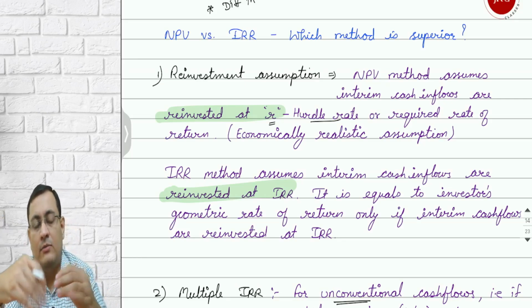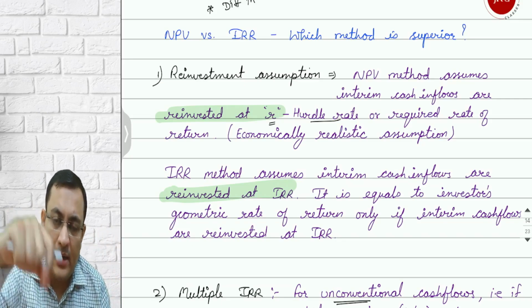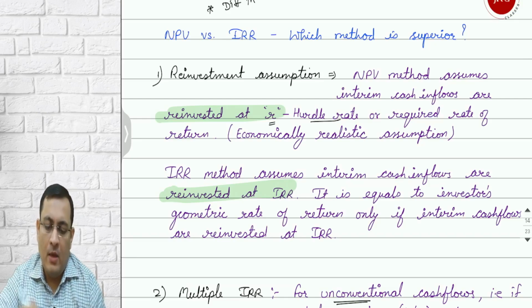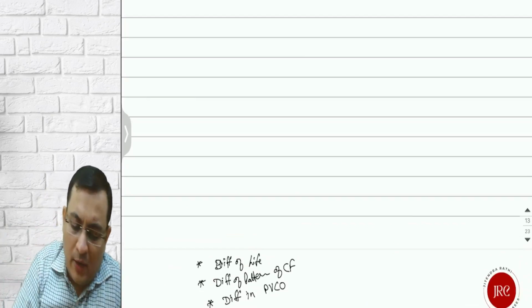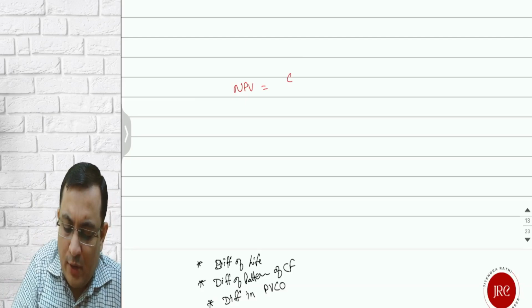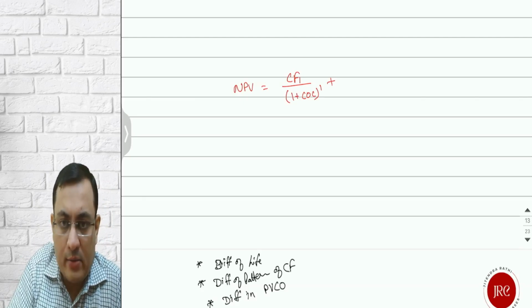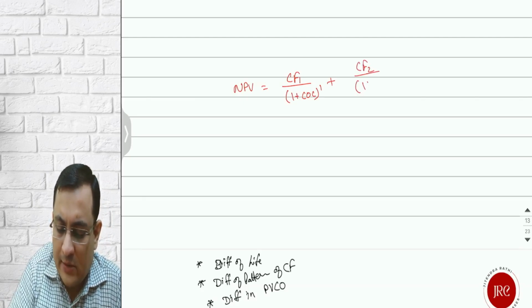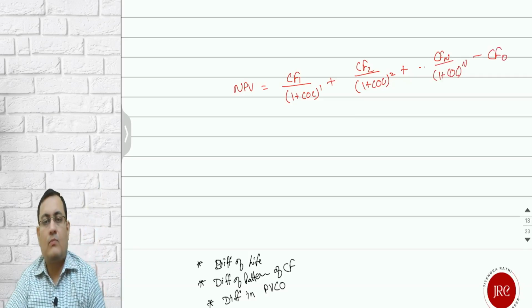The reason which is superior is the inbuilt assumption in these two methods. We have already covered that in the last video, again I am repeating it. When you are calculating NPV, what you are doing is discounting at 1 plus COC, your required rate, CF2 at 1 plus COC again, till CFn at 1 plus COC, and minus your cash outflow, which is a negative number.